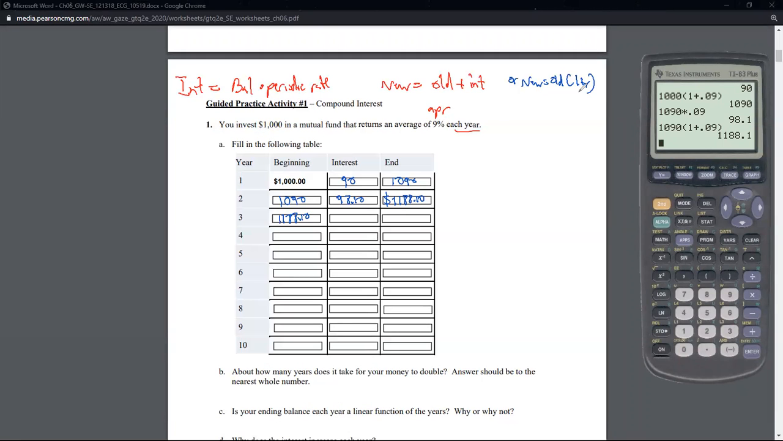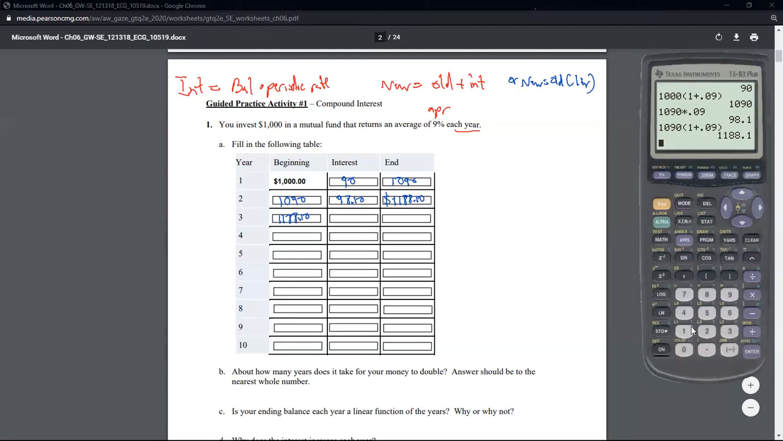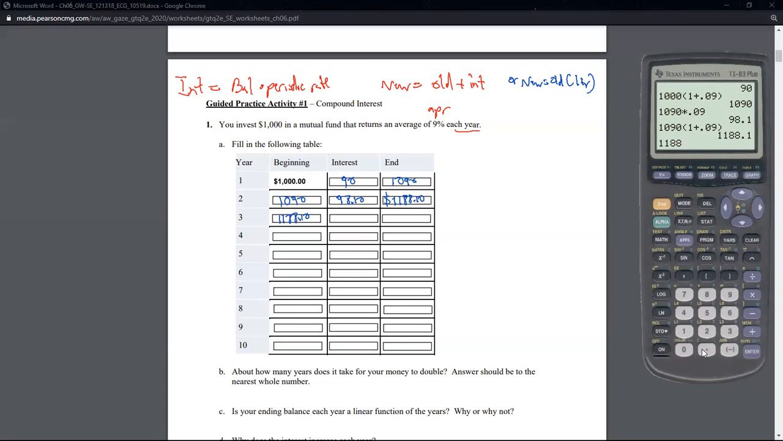And then from there, you can go off of annotate. You can take the 1,188.10 times the 0.09 to get your interest. So that would be $106 right here. And then you can add that to the 1,188.10 to get the new balance, which is $1,295. And we're going to round to the nearest penny, so .93 and .03 for those problems.